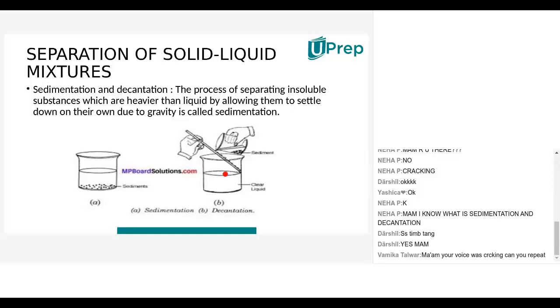Leaving the solution for some time and allowing the solute particles to settle at the bottom is known as sedimentation. This is sedimentation.